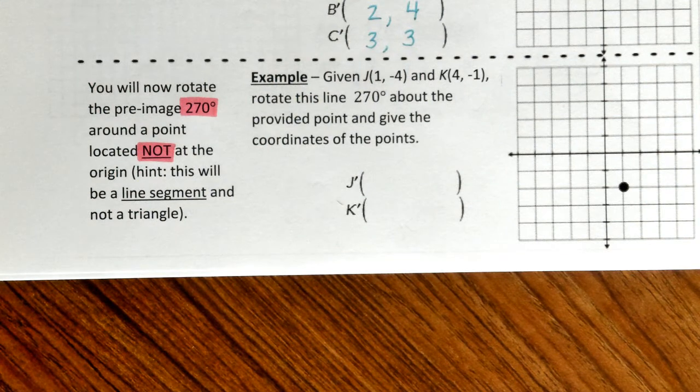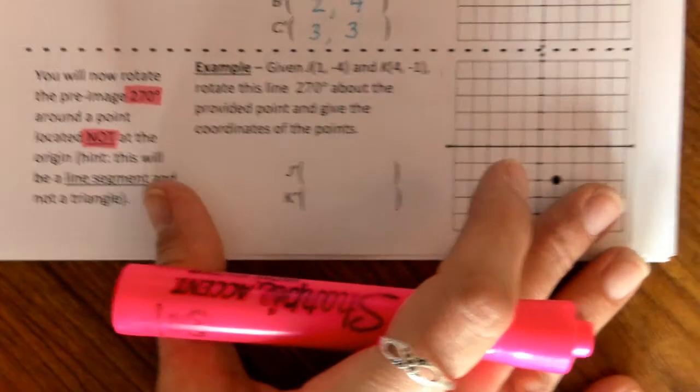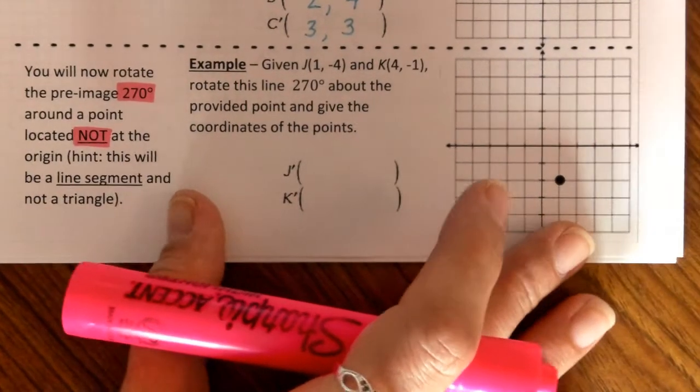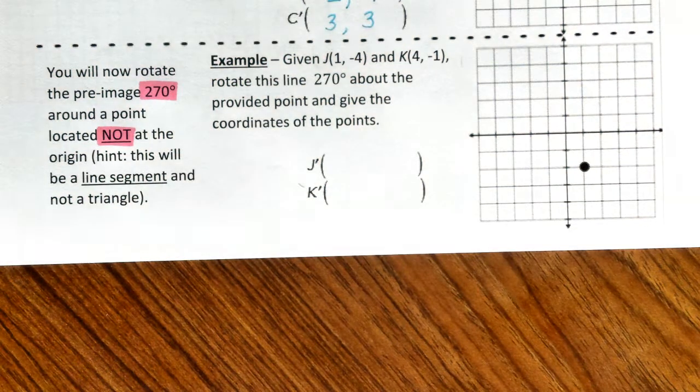Now, you're going to have what's called a segment. We'll get more into that in the next unit. What's going to happen is we're not going to have a polygon, a closed figure with 3 or more sides like we've had before. We're actually just going to have 2 points connected together, which we'll learn in the next unit is a line segment. So we have J at (1, -4) and K at (4, -1). What I want you to do now is go plot those 2 points and connect the 2 together.